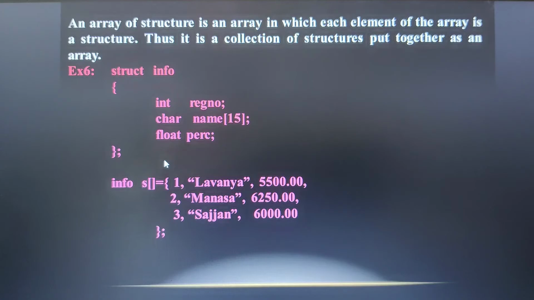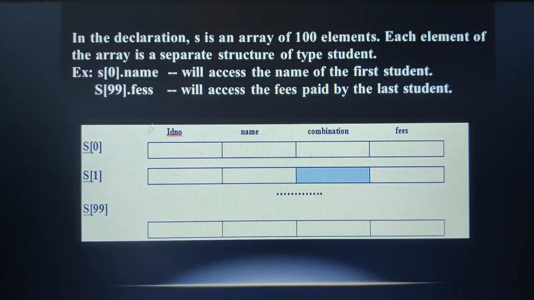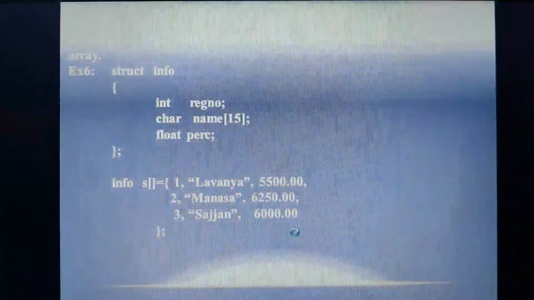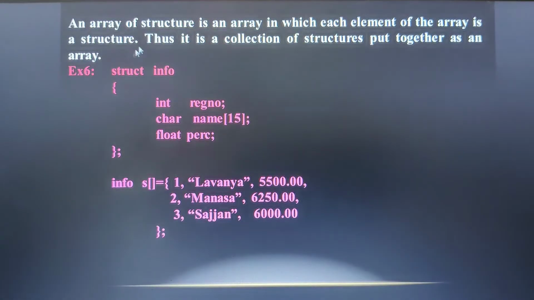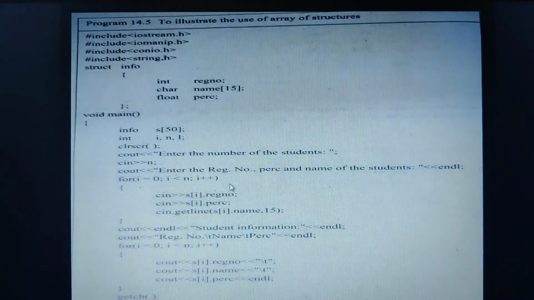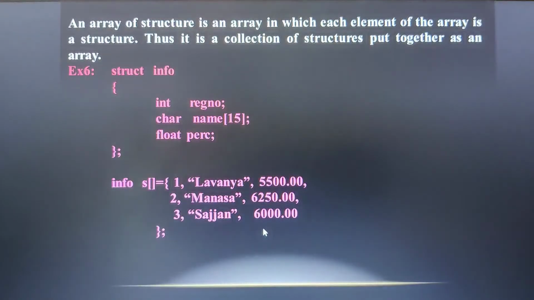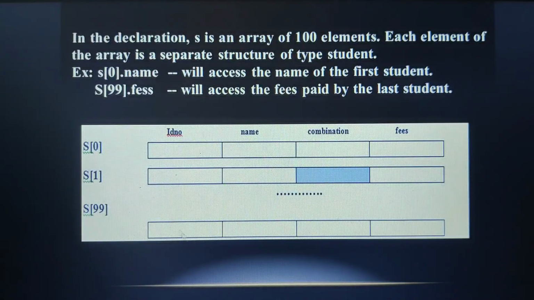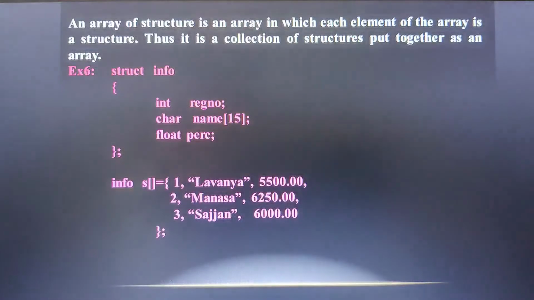As I said, it is an array where each element is acting as a separate structure. This is a separate structure, this is separate, this is separate, and so on. So that is what we call an array of structures. Therefore, it is a collection of structures put together as an array. So here, as per the previous example, this one is an array of structures which has been put together in a single concept known as array of structure. I hope you are able to understand.